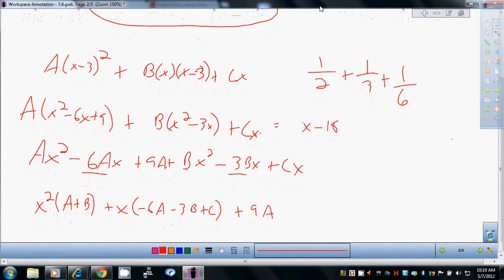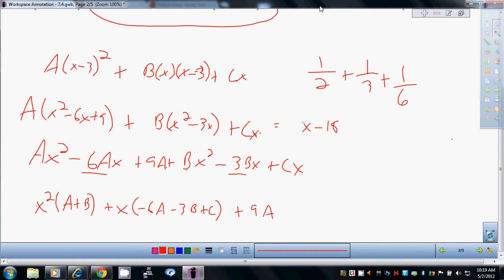There we go. This is how many x squareds there were. How many x squareds were on our other side? None. So we put a plus b equal to 0 from the denominator. This is how many x's there were. How many x's are left here? 1. So we put negative 6a minus 3b plus c equal to 1.